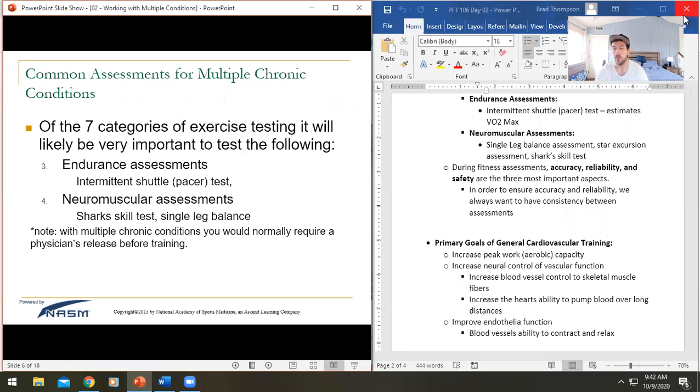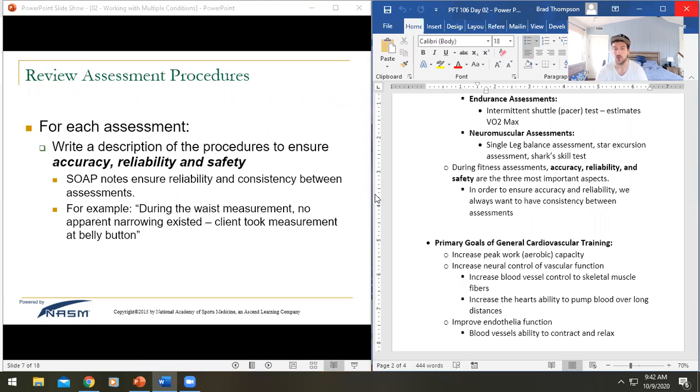So during any of these assessments, the most important thing is that you are always, always, always looking for the highest level of accuracy, meaning you're going to count accurately. Make sure that you are always looking for reliability, meaning that you can reproduce that assessment exactly the same way every single time. Whenever you're doing assessments, guys, this reliability part is super, super, super important.